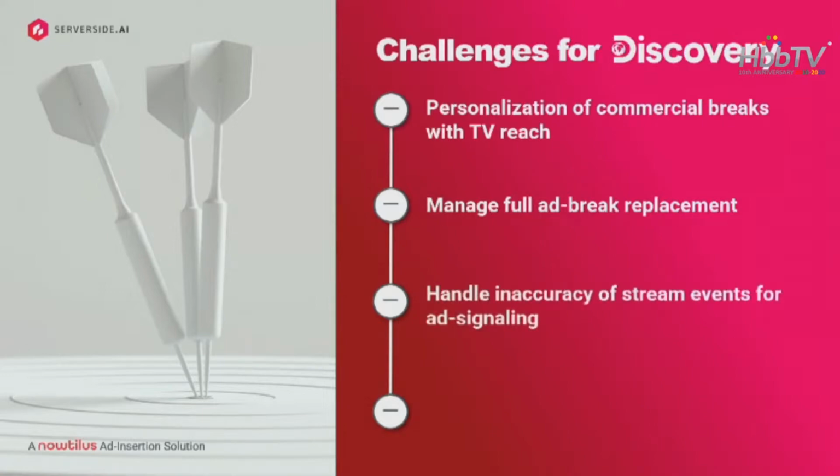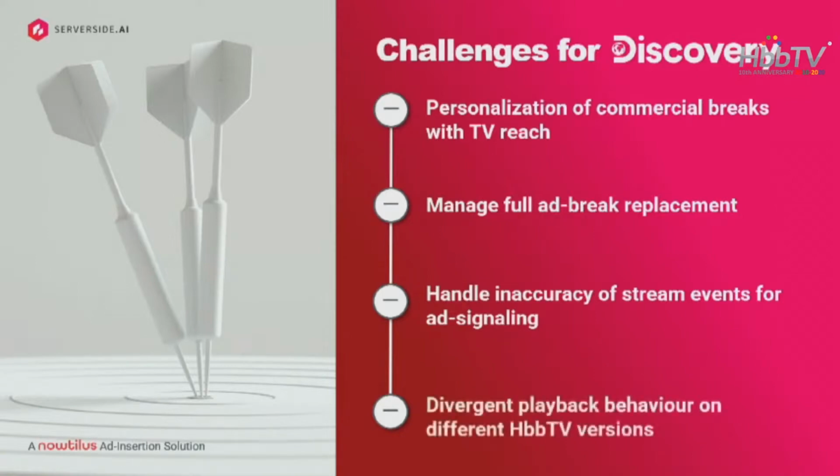Also, we have to handle inaccuracy of stream events for ad signaling, which has two pain points. A, it's not frame accurate, and B, the transition time between broadcast to broadband mode and back differs heavily between device models and manufacturers. Also, we have to deal with divergent playback behavior on different HbbTV versions, which require different and partly non-efficient streaming formats due to a lack of player capabilities of older but broadly deployed models.